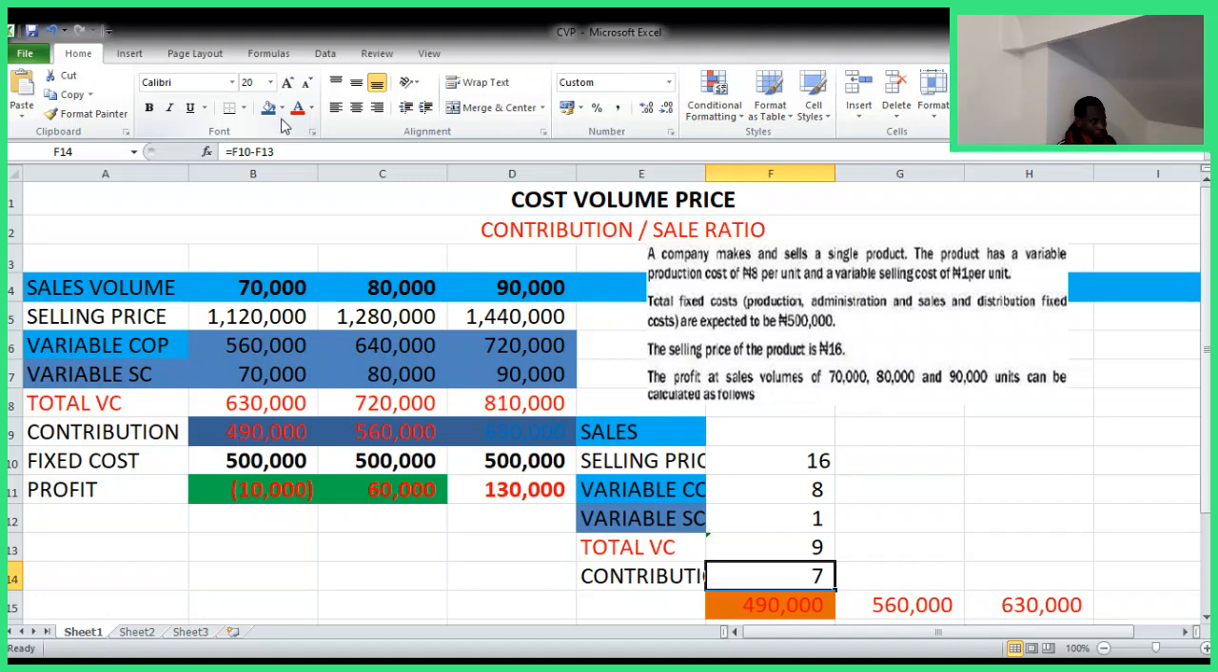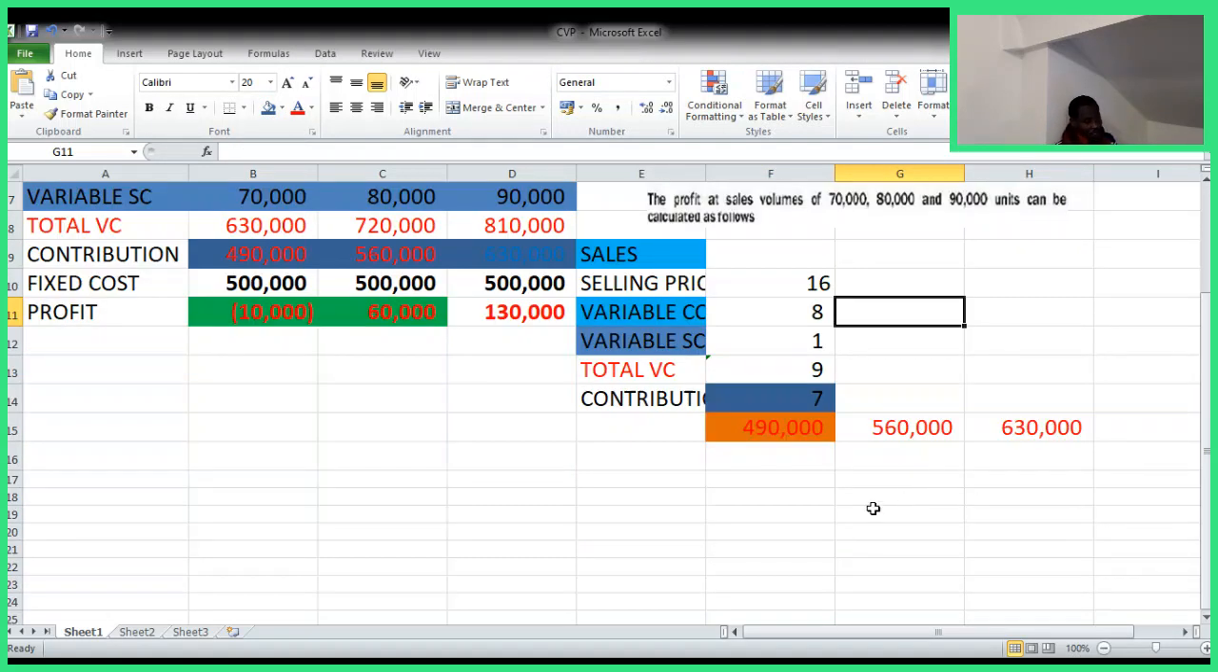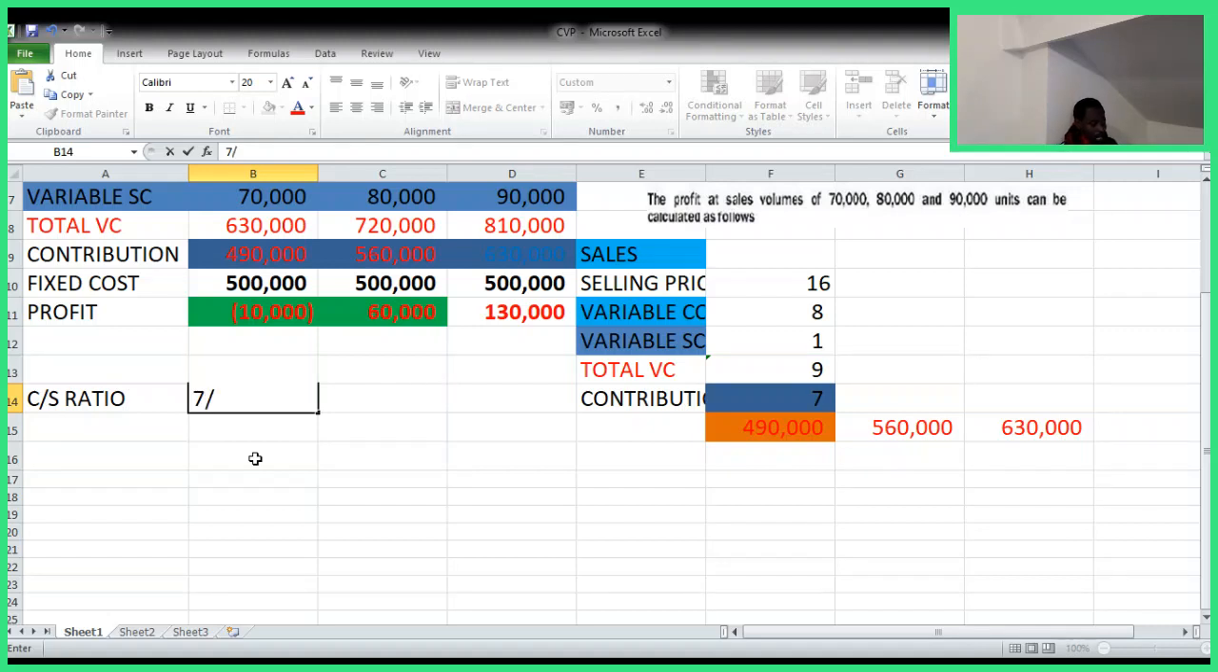So we are taking it up from here now, and we want to look at our sales contribution ratio. And how are we going to calculate that? Basically, we know our contribution now to be 7. We say 7 divided by our sales. And what's our sales? 16, right? So 7 divided by 16. Okay, so this gives us our contribution sales ratio is 0.43 in whatsoever currency. Now we want to use this to derive our revenue.